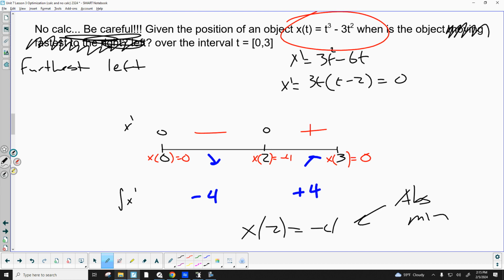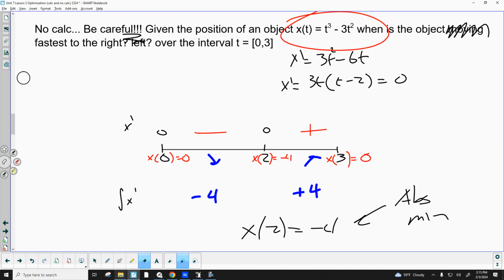Got this? Now, what if I went ahead and asked you when it's moving fastest to the right? Or what if I asked you for the max velocity? If I ask you for the max velocity, what would you have to do?